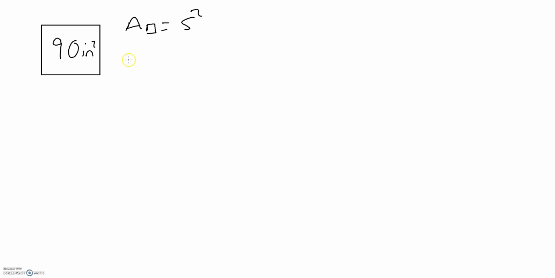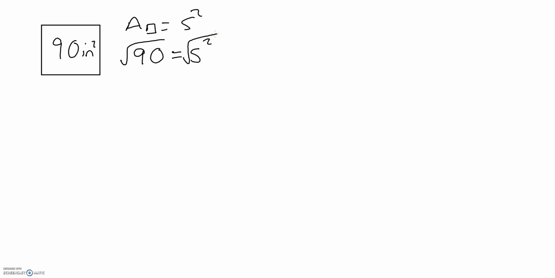Number 2 says that we now have a square that was revised to be 90 square inches. Alright, and now it wants to know what the side length is of that square. Now we already said the area of a square is equal to the side length squared. Well, in this case, we don't know the side length, but we do know that 90 is equal to s squared. And to get rid of a square, we just have to take the square root of each side. So I take the square root of 90 and the square root of s squared.